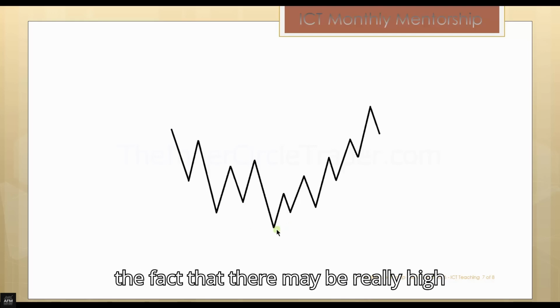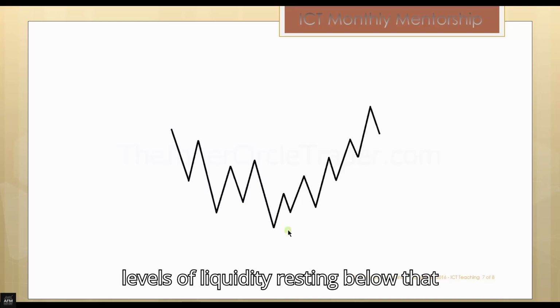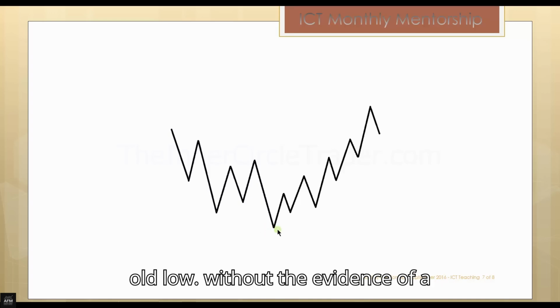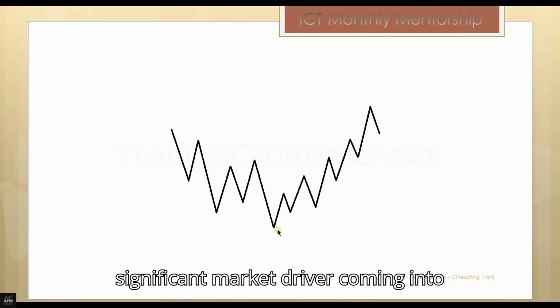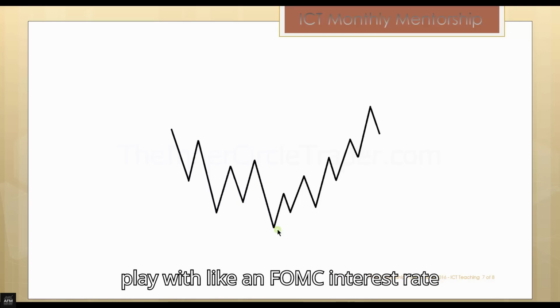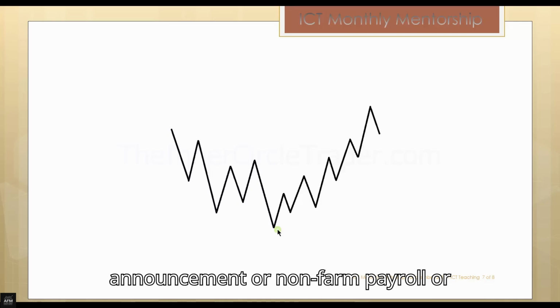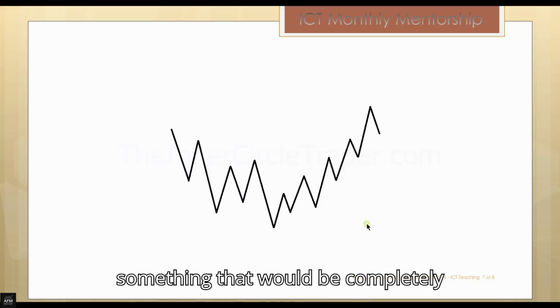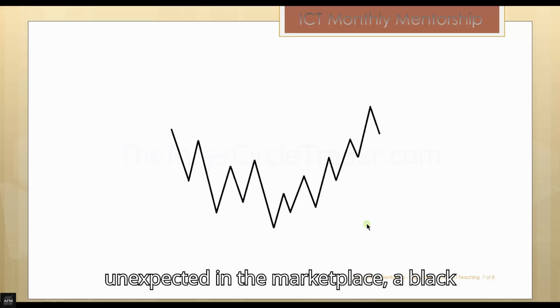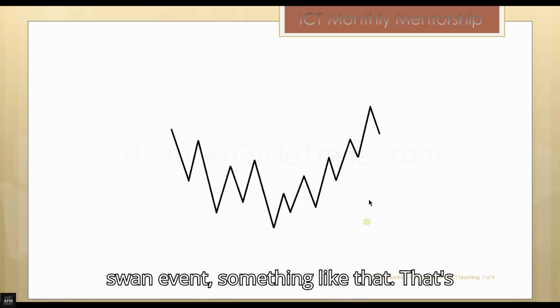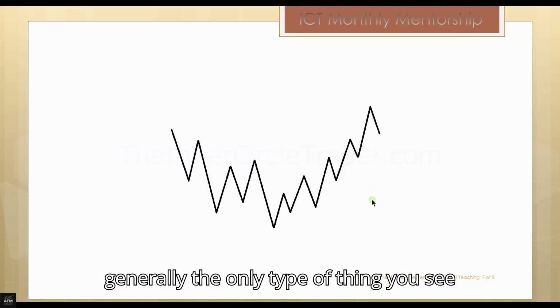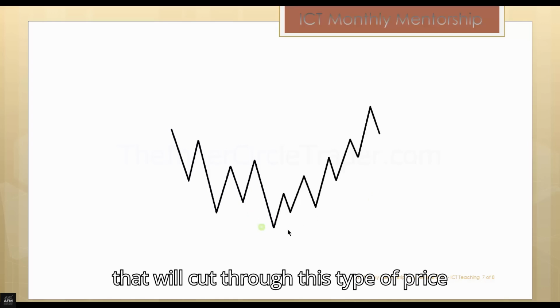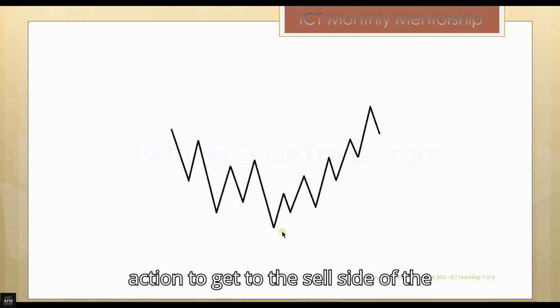Despite the fact that there may be really high levels of liquidity resting below that old low, without the evidence of a significant market driver coming into play, like FOMC, an interest rate announcement, or non-farm payroll, or something that would be completely unexpected in the marketplace, a black swan event, that's generally the only type of thing you see that will cut through this type of price action to get to the sell side of the liquidity here.